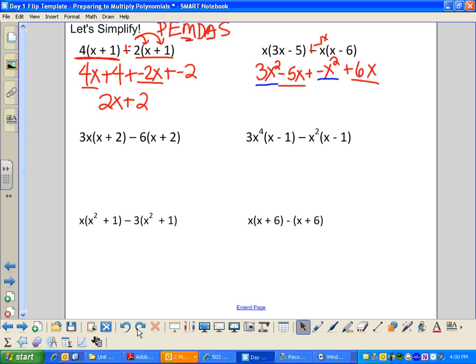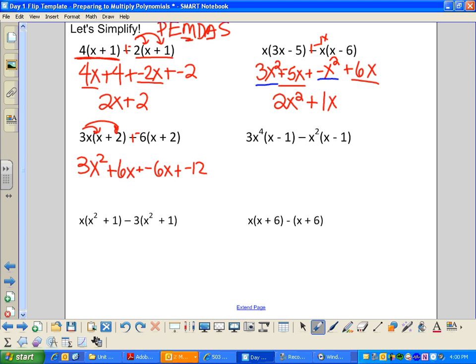x squared first. So we get 2x squared plus 1x. Just follow along with me. 3x times x is 3x squared plus 6x plus negative 6x plus negative 12.